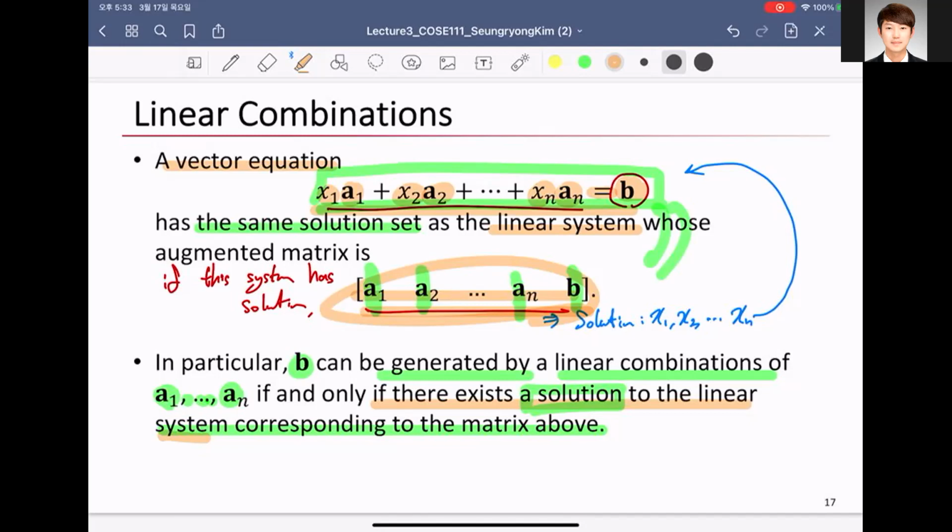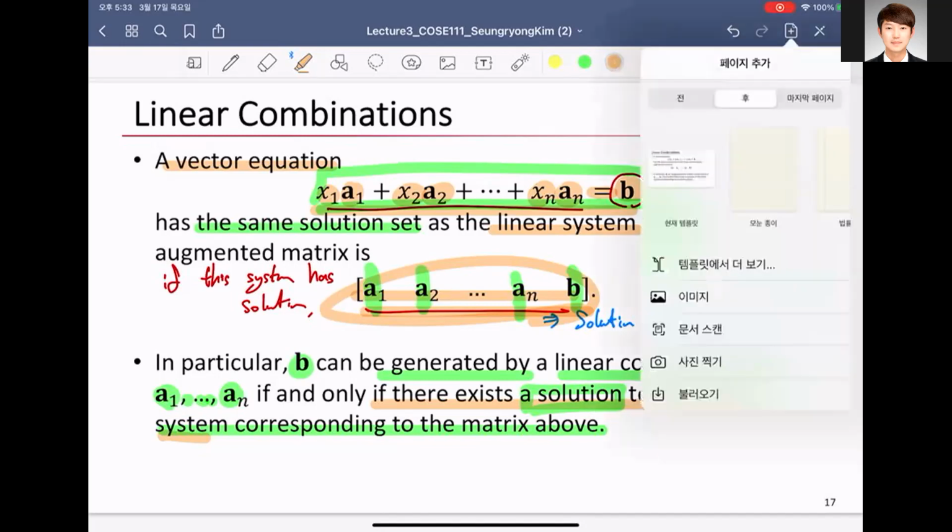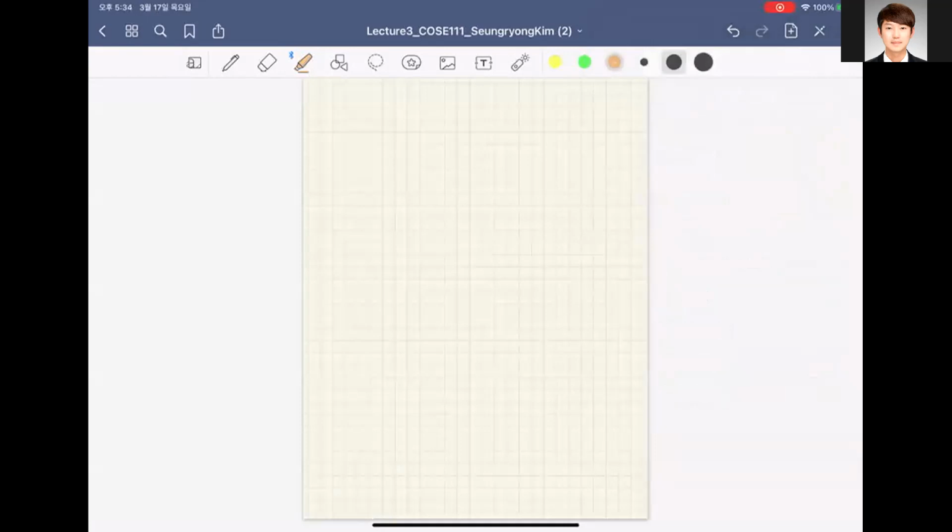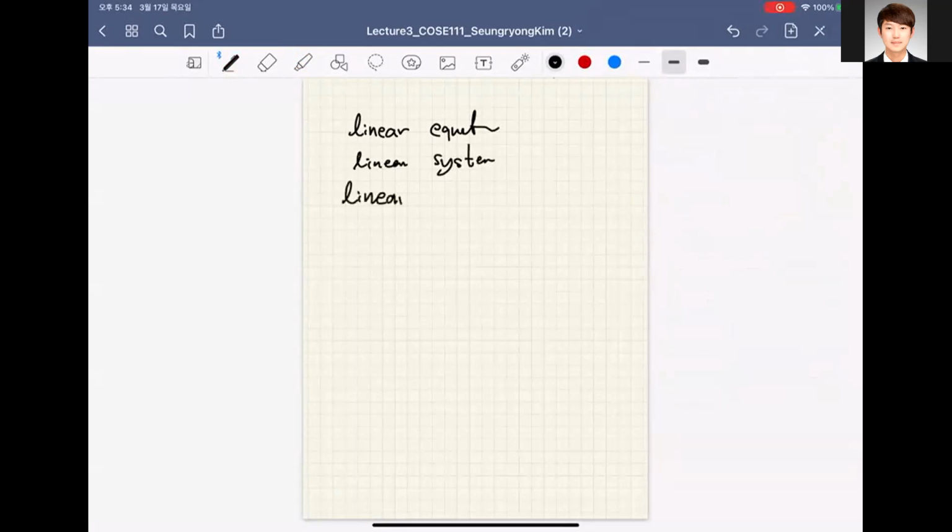선아 학생 질문이 벡터 이퀘이션, 리니어 컴비네이션, 리니어 시스템 등 여러 가지가 헷갈리는데 정리해 줄 수 있구나. 자, 우리 한번 정리해 갈까? 여기까지 왔으니까. 여러분들 좀 헷갈릴 만한 게 리니어 이퀘이션, 리니어 시스템, 리니어 컴비네이션, 그쵸? 다 써볼까? 여러분 헷갈릴 만한 단어가 리니어, 오케이.